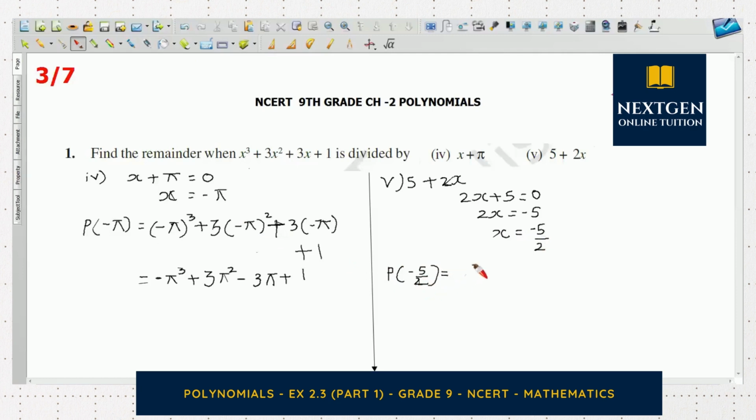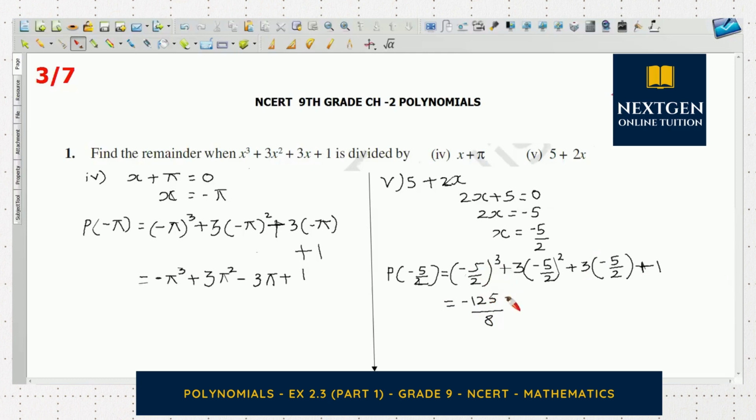gives me minus 5 by 2 the whole cube plus 3 into minus 5 by 2 the whole square plus 3 into minus 5 by 2 plus 1. Fine. So this is our basic calculation.